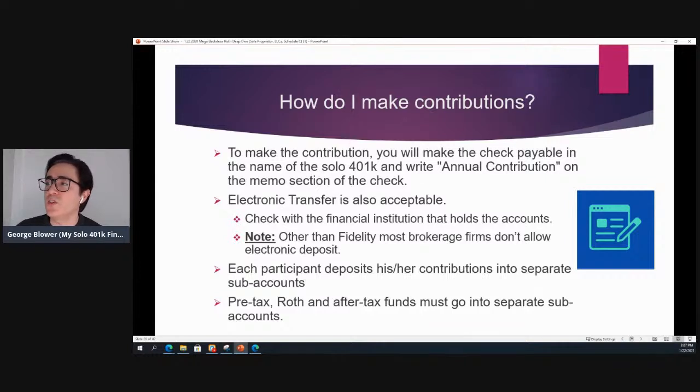Hopefully that helps. Next question, can you contribute to a personal Roth IRA, assuming your AGI is within the limits, in addition to maxing out the Roth 401k employee contribution and the voluntary after-tax contribution? Yes, you can, assuming that you have the self-employment compensation to justify it. So you don't have those same AGI limits that apply to the Mega Backdoor Roth Solo 401k that you do if you're considering making Roth IRA contributions.